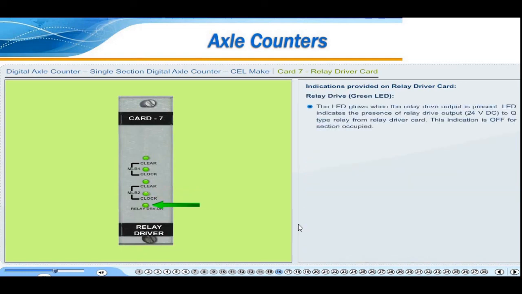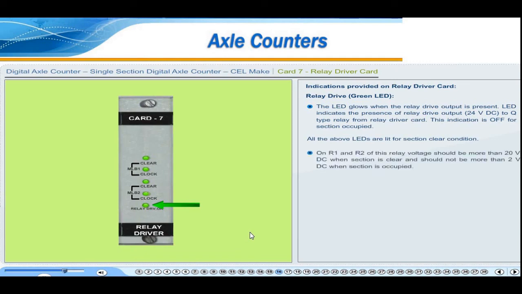The LED glows when the relay drive output is present. LED indicates the presence of relay drive output, 24-volt DC to Q-type relay from relay driver card. This indication is off for section occupied. All the above LEDs are lit for section clear condition. On R1 and R2 of this relay, voltage should be more than 20-volt DC when section is clear and should not be more than 2-volt DC when section is occupied.